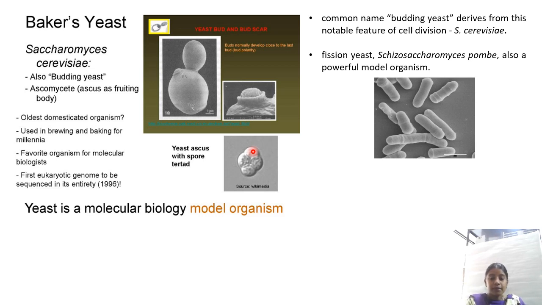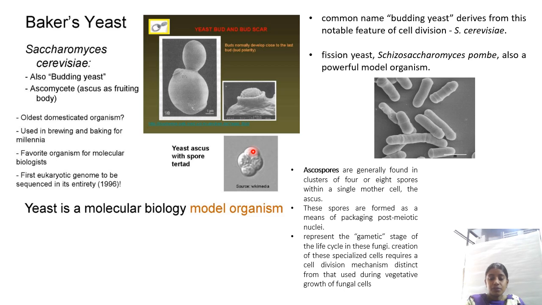So sporulation leads to the formation of the ascospores. The ascospores are generally found in clusters of 4 or 8 spores within a single mother cell called the ascus. Okay, these ascospores are formed as a means of packaging post-meiotic nuclei, and they represent the gametic stage in the life cycle of this yeast fungi.